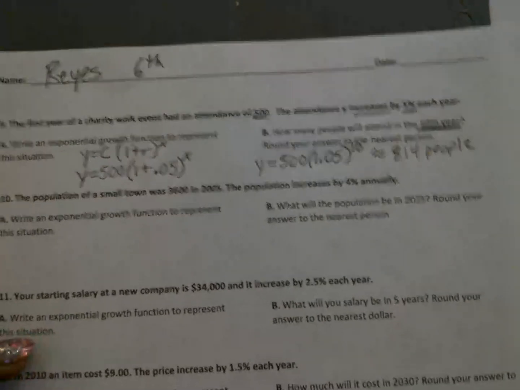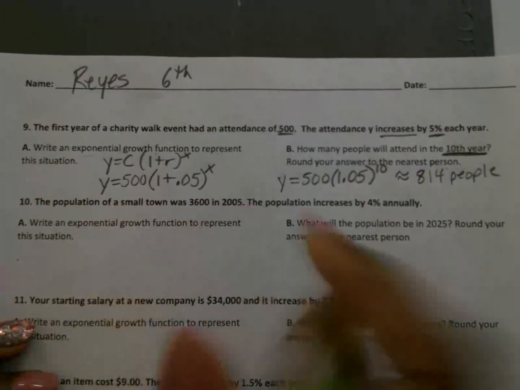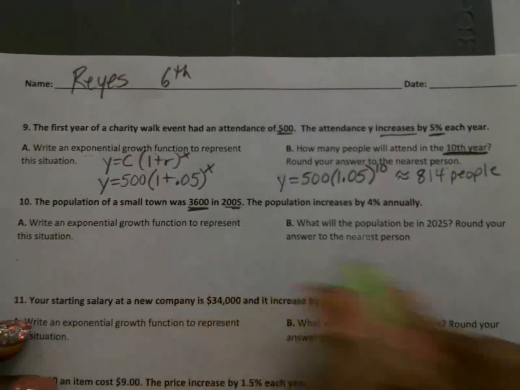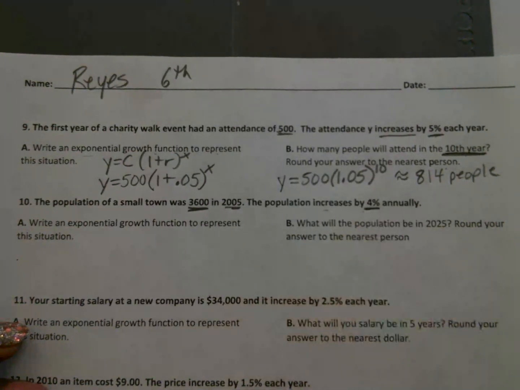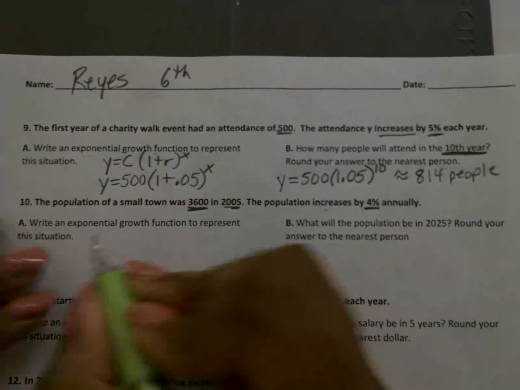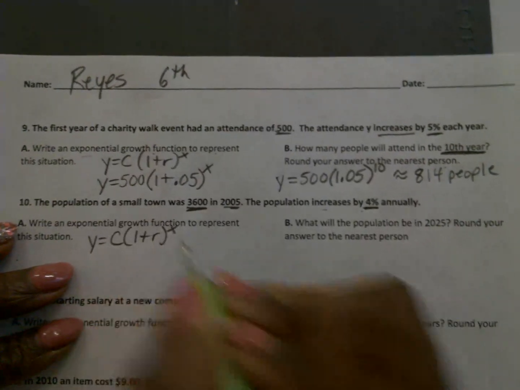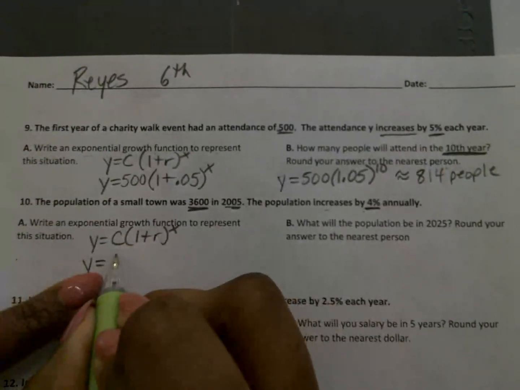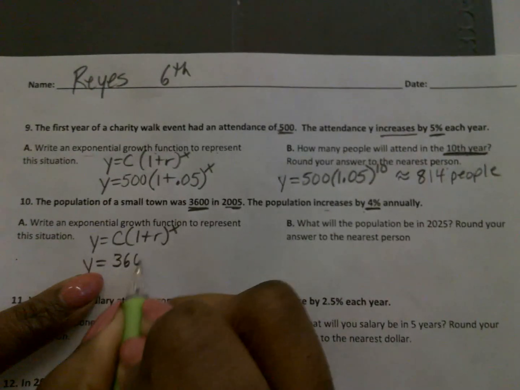Let's look at number 10. It says the population of a small town was this. This is the population of a small town in this year right here. The population increases by 4% every single year. So again, this is growth. So you have y is equal to c times parentheses 1 plus r to the t or x power. So this is going to be y is equal to the starting amount. This is the starting year, the first year they gave us. That's what we have to go by.